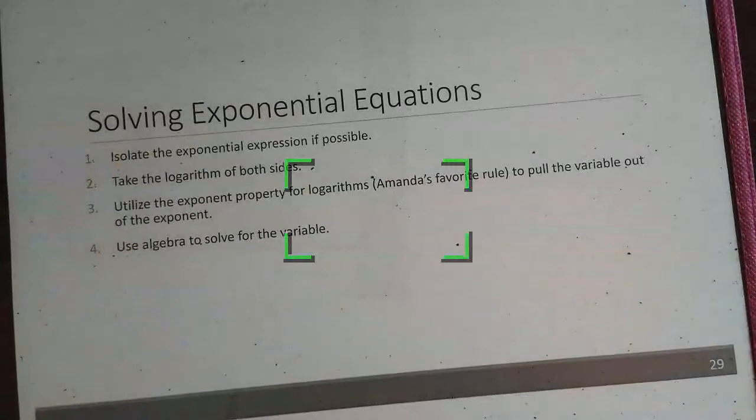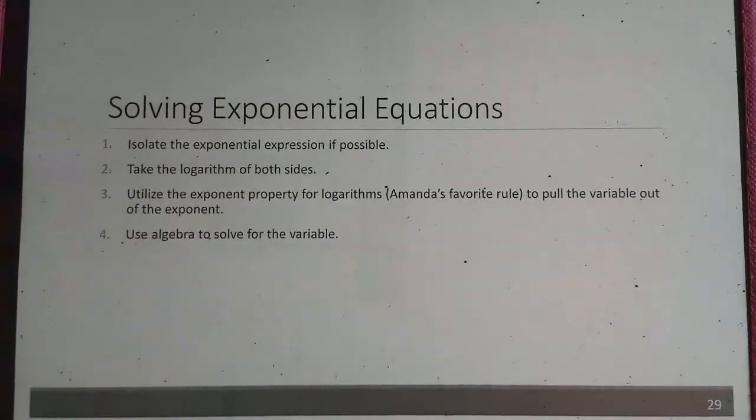This is going to help us when we're solving exponential equations. So the steps for solving exponential equations: first we want to isolate the exponential expression if possible. So wherever we have a variable in the exponent, try to get that piece all by itself. Then you're going to take the logarithm of both sides. You can then utilize the exponent property for logarithms, aka Amanda's favorite log rule, to pull the variable out of the exponent, and then we're going to use algebra to solve for the variable.